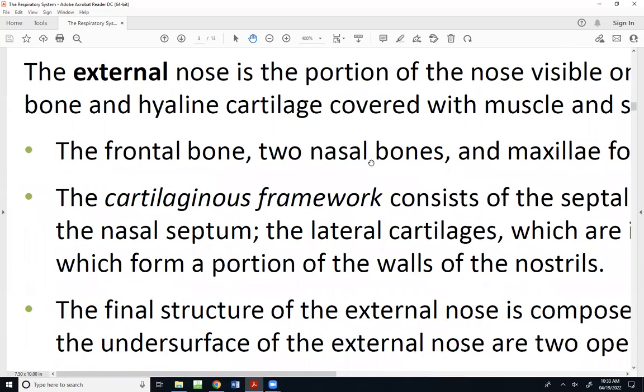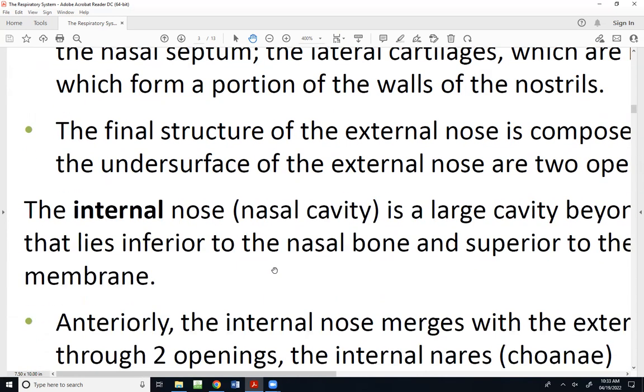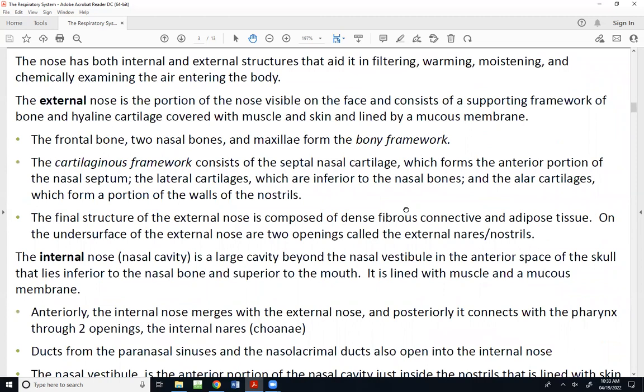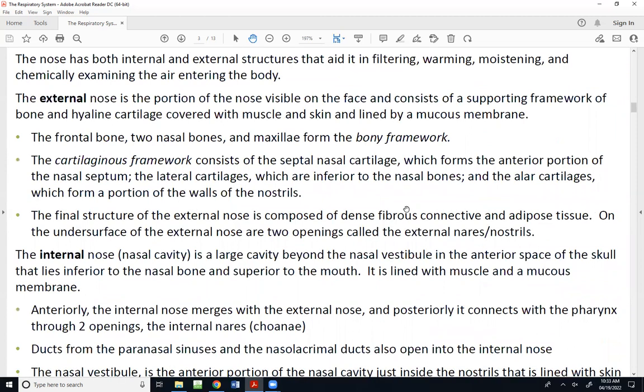All right, we're going to start at the top and work our way down, beginning with the nose, which, as I've mentioned, we've talked about a few different times this semester, all the way back to when we first learned about the bones of the body. We talked about the bones associated with the nose. The nose has both internal and external structures that aid in filtering, warming, moistening, and chemically examining the air entering our body. So we can break the nose down into two distinct parts, the external nose and the internal nose, or what you'll also see listed as the nasal cavity, which is what I had listed on the previous page.